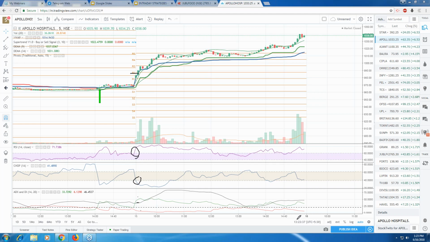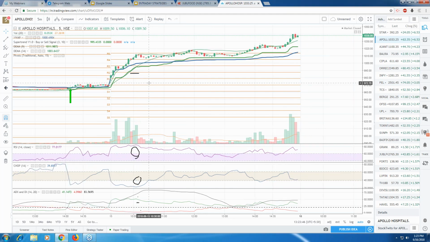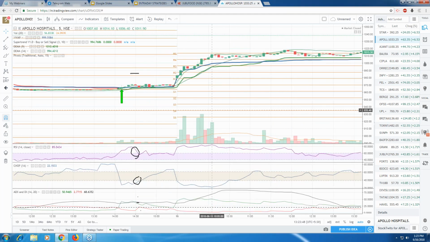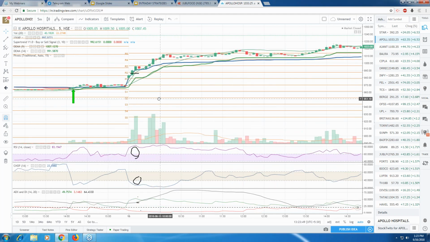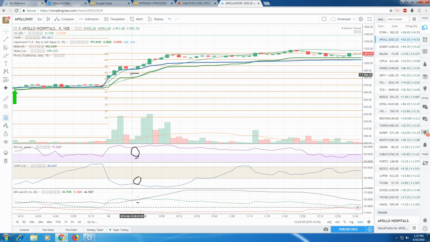What will be your stop loss? Let me tell you. The stop loss is going to be the first candle's low. So your stop loss will be 971, your entry will be 984, and see where the stock went in the entire day. 1019, right? From 971 to 1018, that is 45, 46 points in one single day.